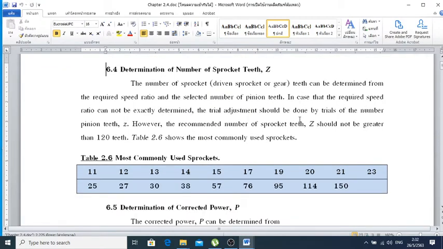Okay, the next step we're going to do is the number of sprocket teeth. After we pick the number of the pin and teeth already, we're going to pick the chains, and next we're going to pick the sprocket teeth. What is available here is the most commonly used sprocket teeth in this table. If you come close to any of these values, make a selection of that anyway. For instance, if you go for 75, it's not available, so you should select 76 teeth respectively.